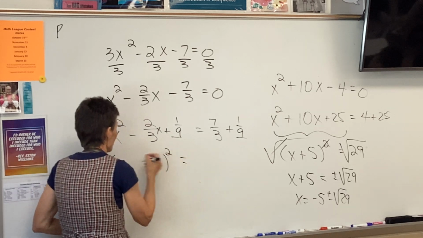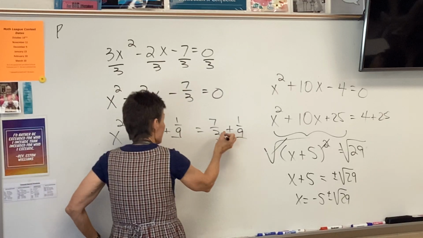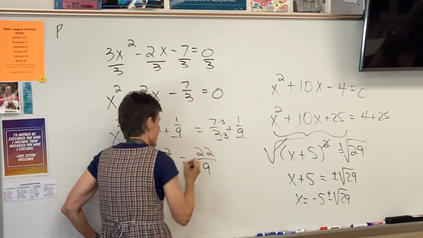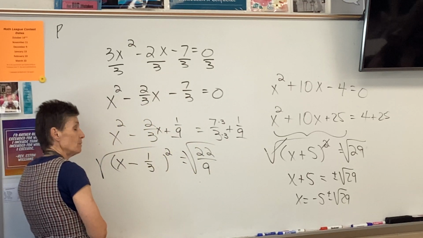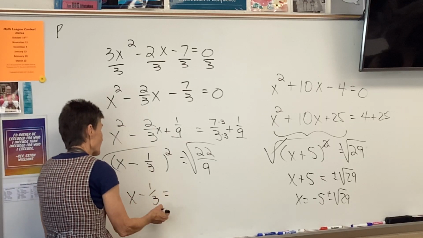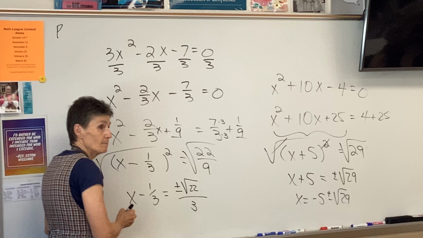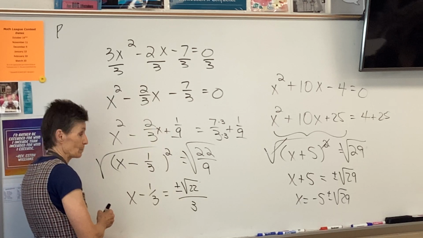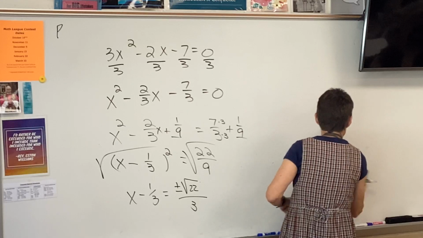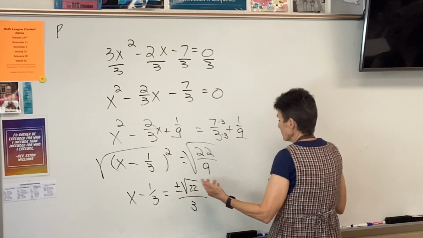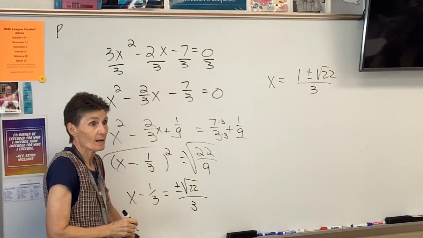So what square do I have? X minus 1/3, very good. And now I gotta add these. Did you get 22/9? And then we'll square root. So x minus 1/3 equals plus or minus the square root of 22 over 3. And we'll add our 1/3 over. And either write them separately or together since they have a common denominator. I put them together, is that all right? You can write them separately also.